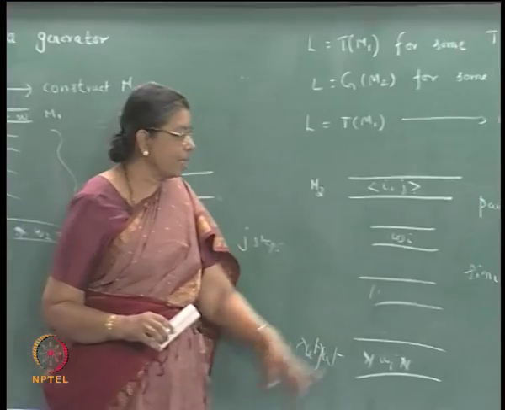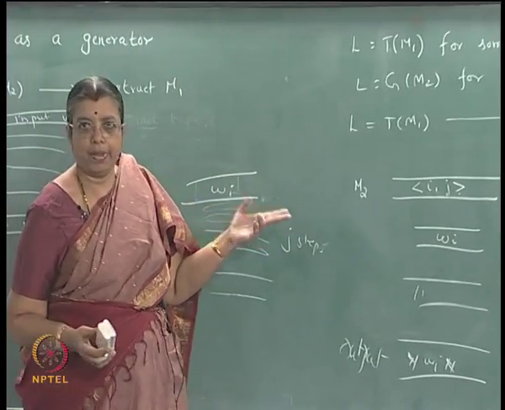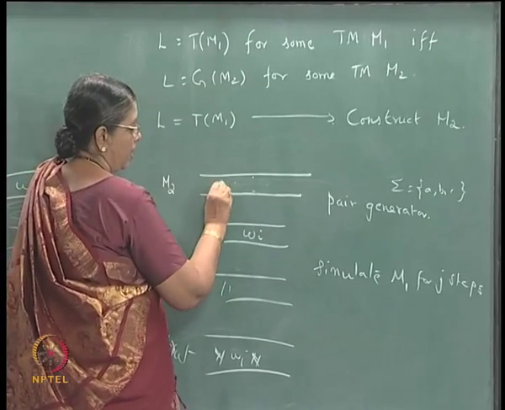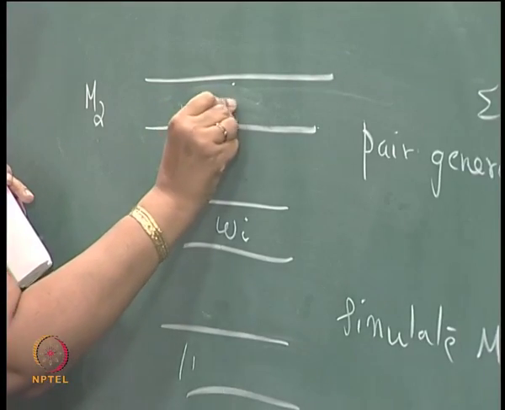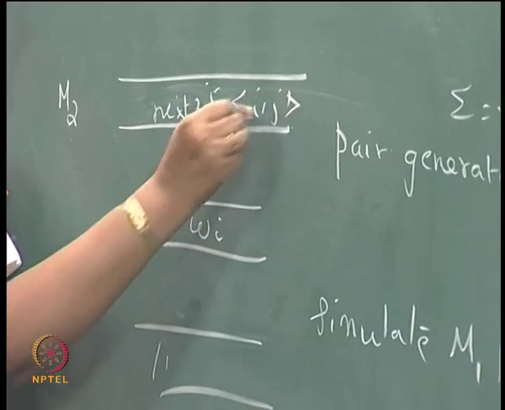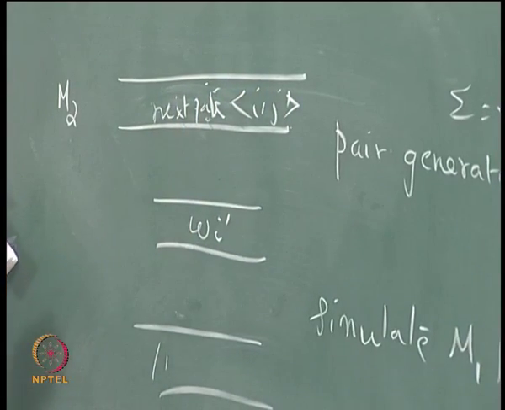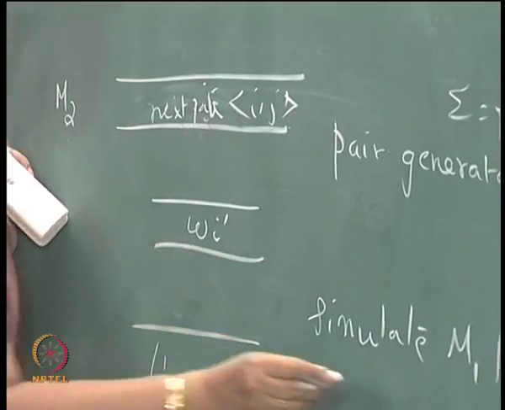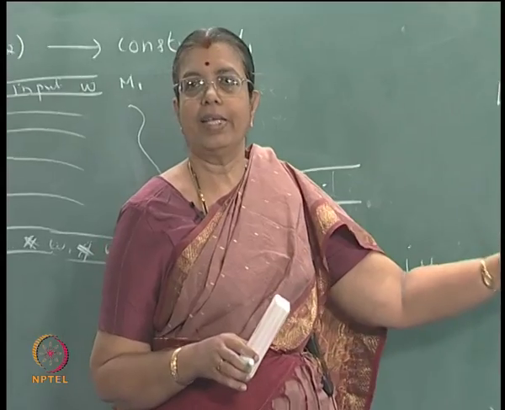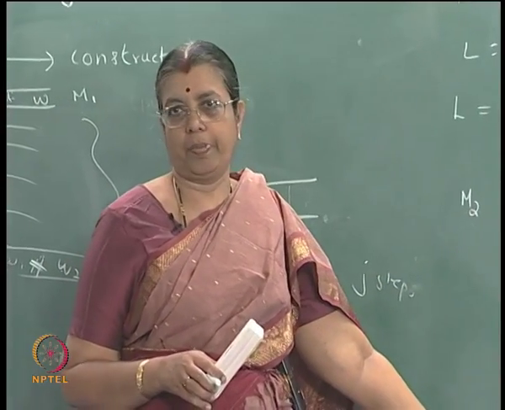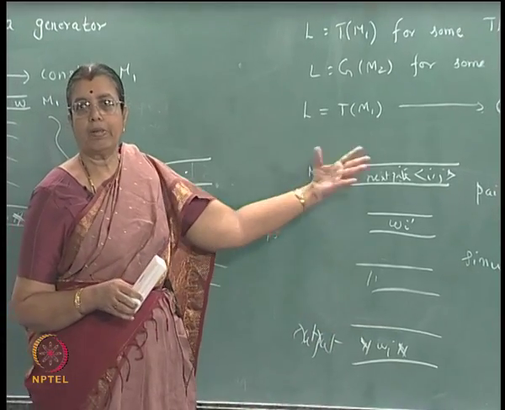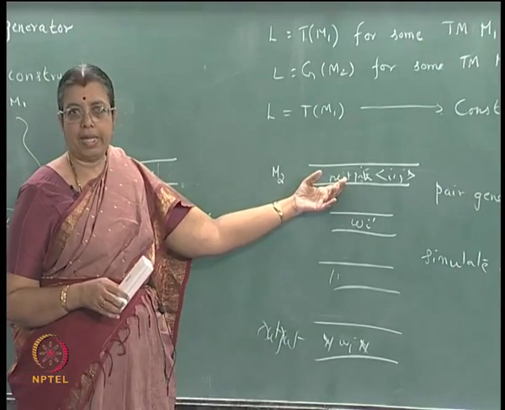If it does not accept on the jth step, then go to the next pair, that may be some i', j'. Then generate Wi', then simulate M1 for j' steps. If it accepts on the j' steps, you generate it on the output tape. If it does not, go back to the next pair in the pair generator.